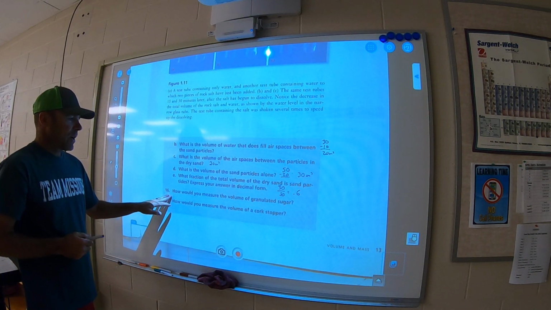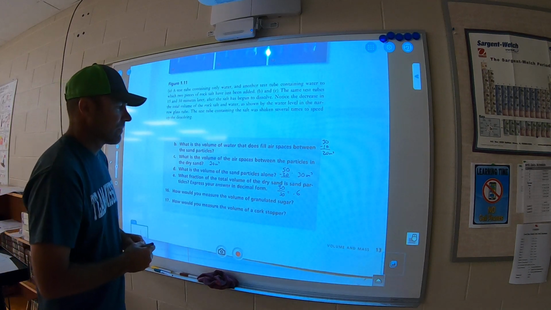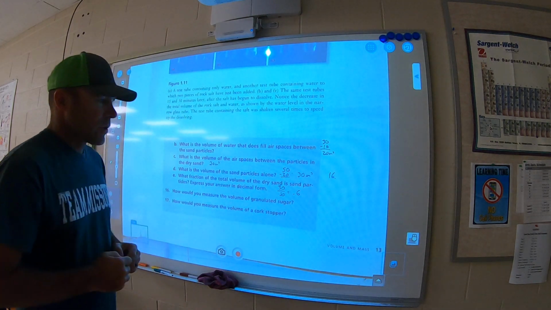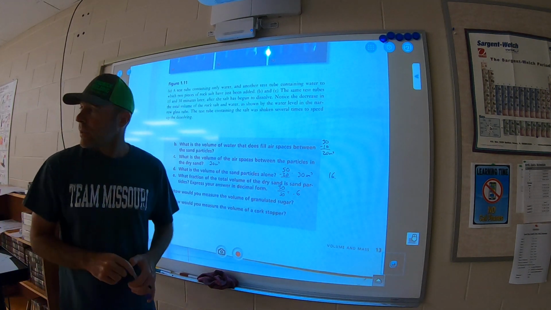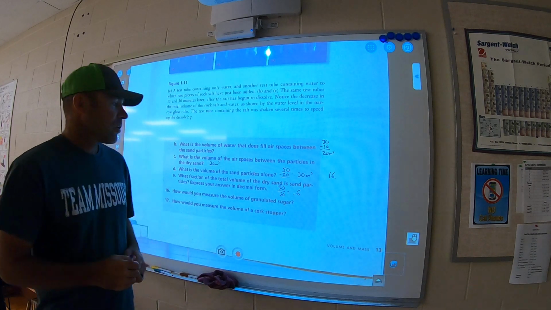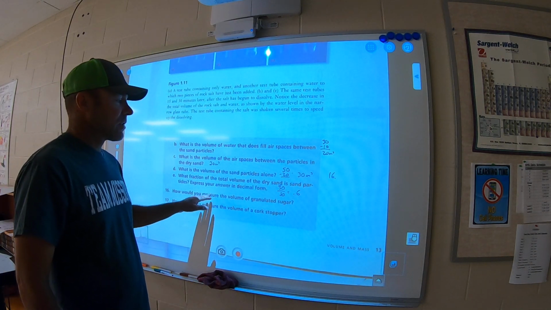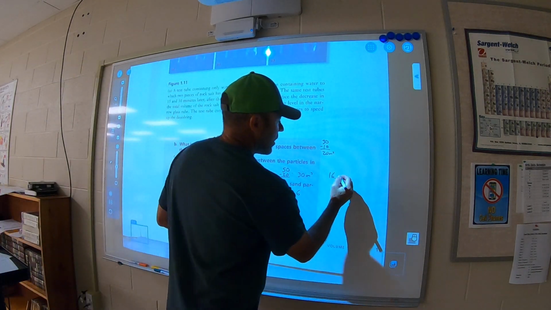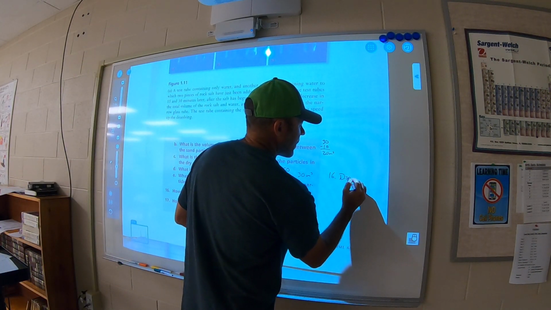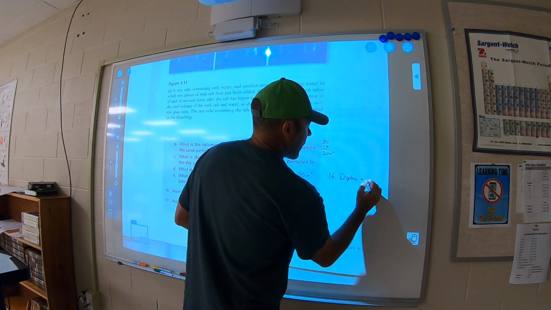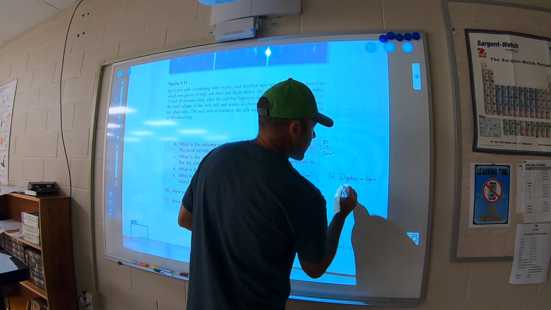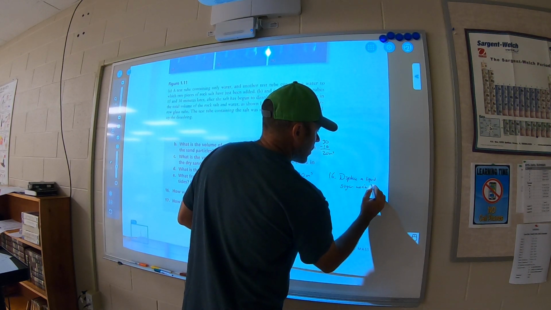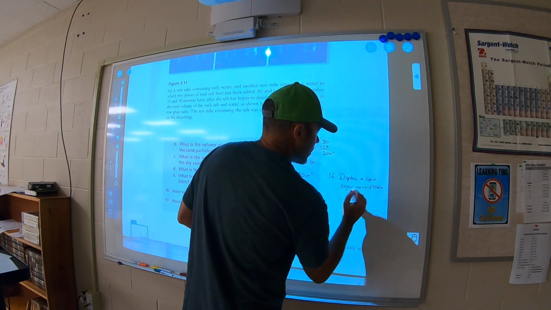Number 16, how would you measure the volume of granulated sugar? The problem with sugar is it dissolves when you put it in water. But the only reason why we use water displacement is because it's cheap and it's what comes out of our faucets. So we could displace something else that sugar does not dissolve in, and we could find the volume that way. So I'm going to say displace a liquid sugar won't dissolve in.